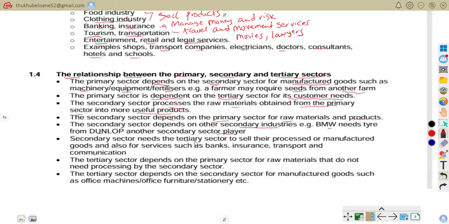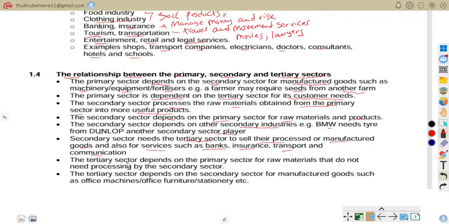The secondary sector needs the tertiary sector to sell their processed or manufactured goods and also for services such as banks, insurance, transport, and communication. So the secondary sector here depends on tertiary as well. They need services like banking and transport.